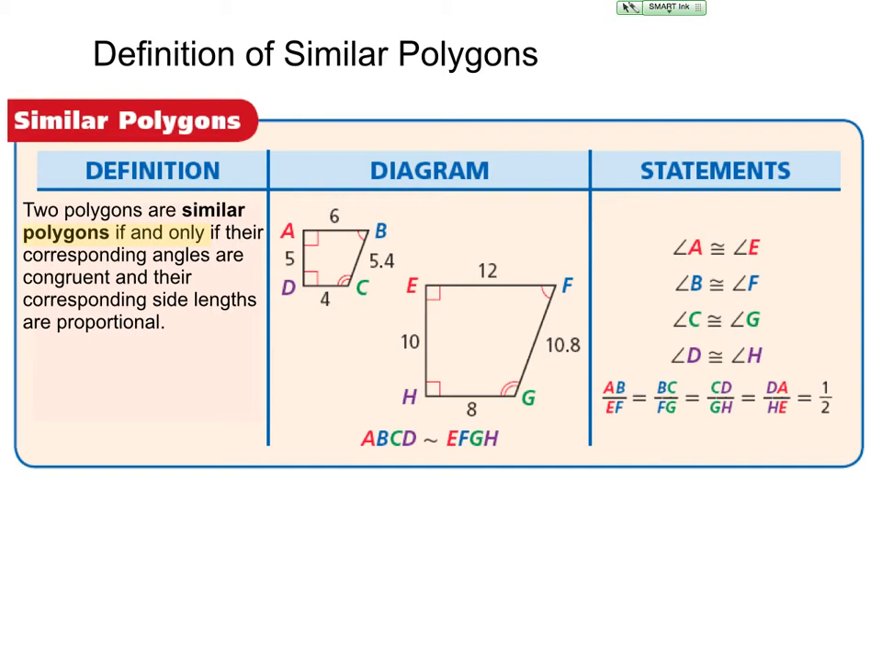So what ratios would we look at here? Maybe we would go 6 compared to, and I've got to look at the angles. They won't always be sitting in the same orientation. They might be turned or flipped. But 6 would be compared to 12, which is 1/2. 5 would be compared to 10, that's 1/2. 4 to 8, 1/2. 5.4 to 10.8.